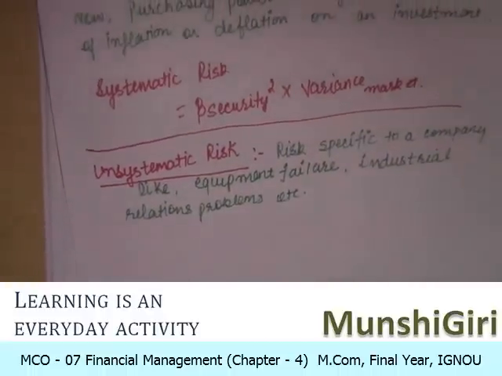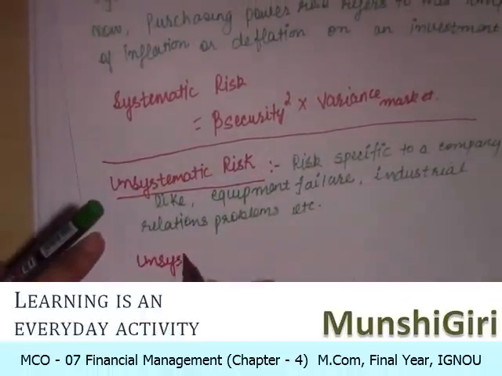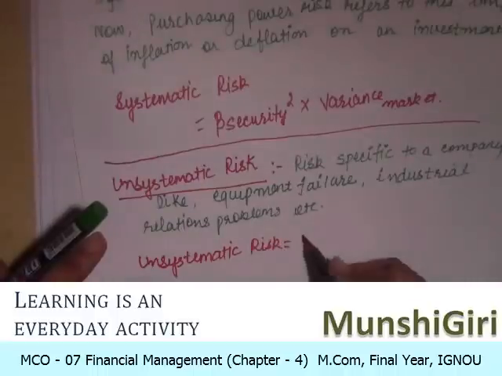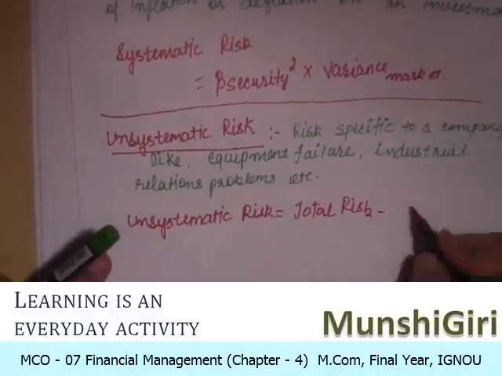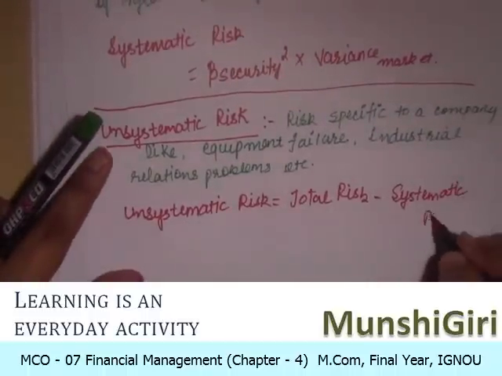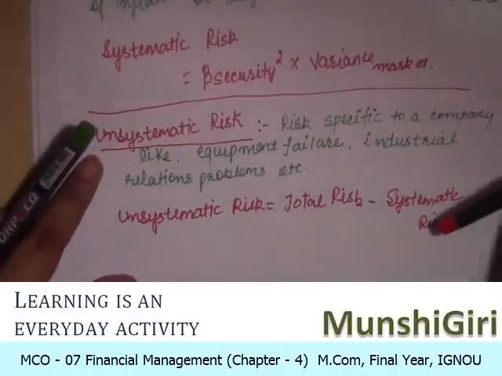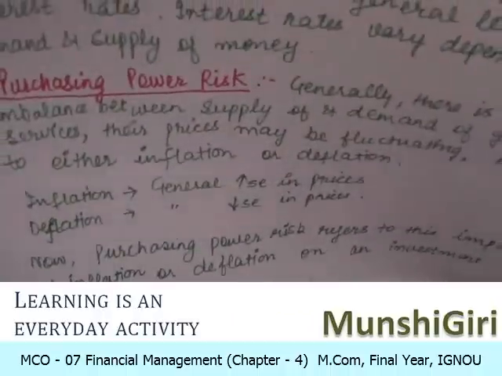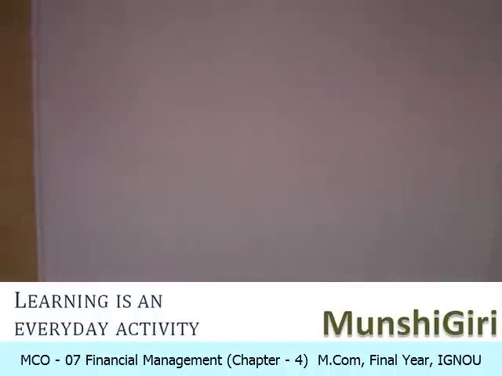An unsystematic risk can be calculated. Unsystematic risk is equal to total risk minus the systematic risk. This is how we can calculate the unsystematic risk. Now next topic is measures of risk, that is how can the risk be measured.